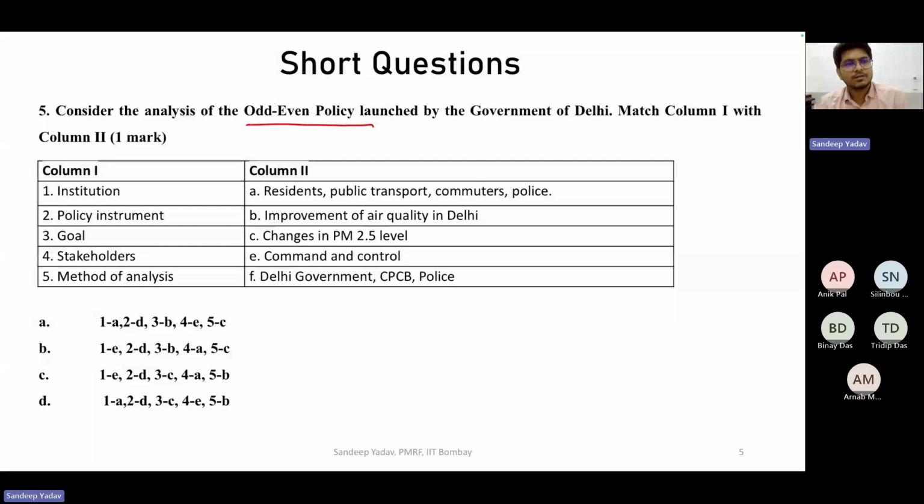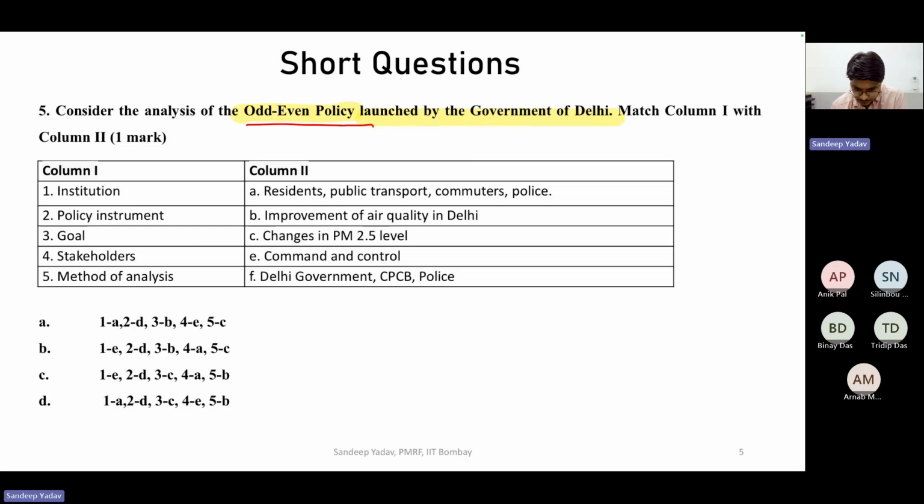Now moving to question number 5. This question is based on the analysis that we have studied, that is the odd even policy launched by the government of Delhi. We have two columns. One has policy instruments, and the second has the stakeholders. We have to match the columns. Column one has institution, policy instruments, goals, stakeholders, method of analysis.